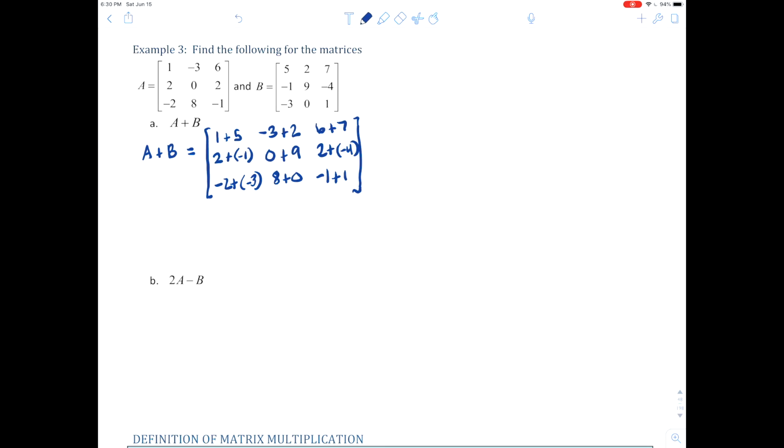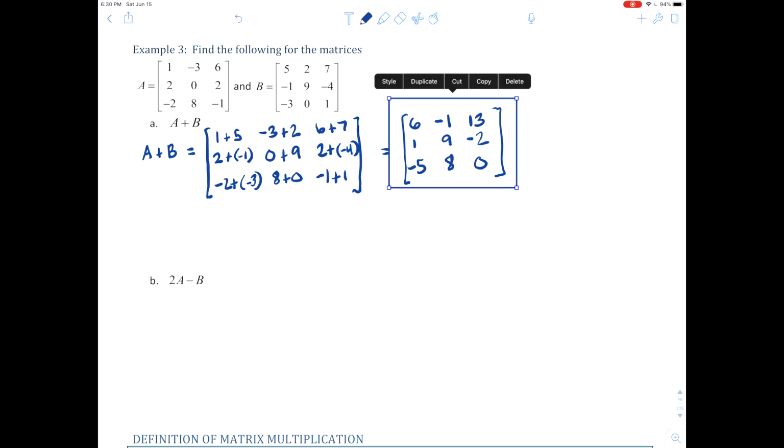So hopefully you can see where all those came from without me highlighting everything. I think that'll get a little busy. All right, so this in turn will equal what? Beautiful. 6, -1, 13, 1, 9, -2, and -5, 8, and 0. And that's our result.